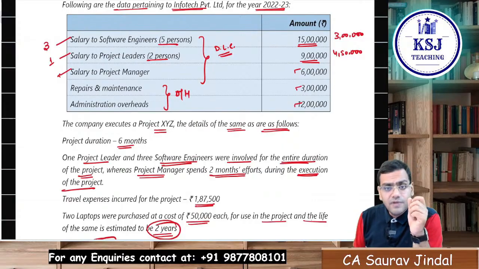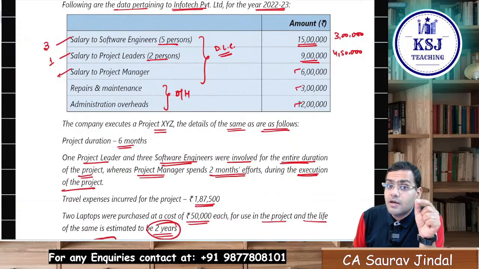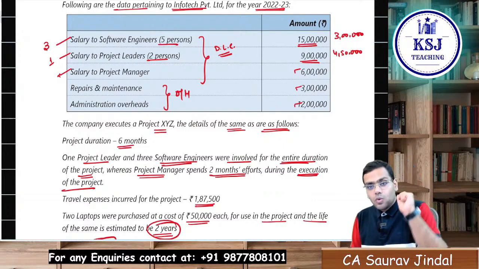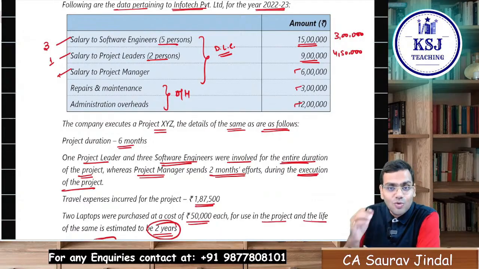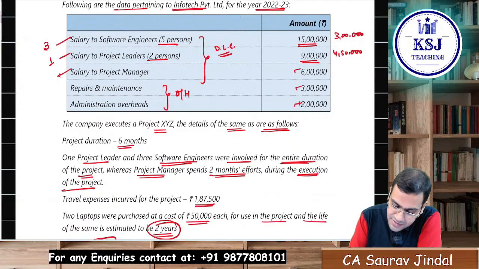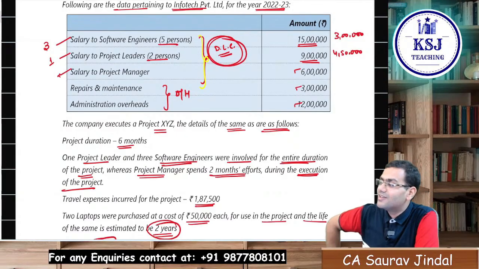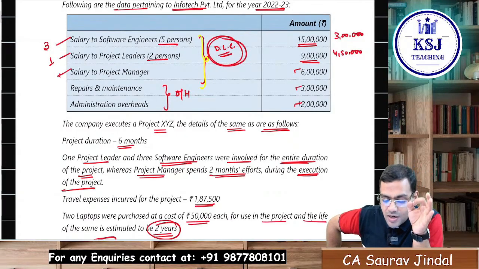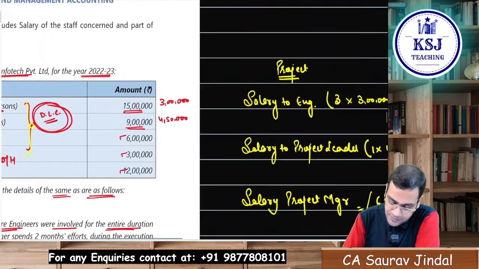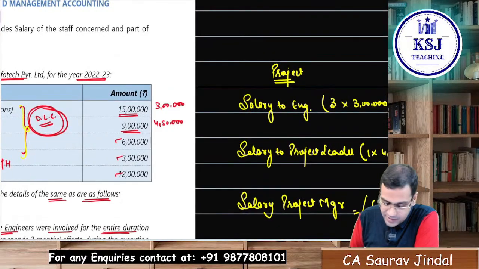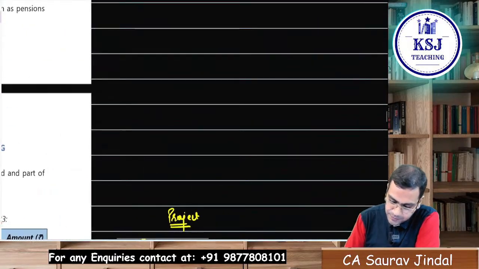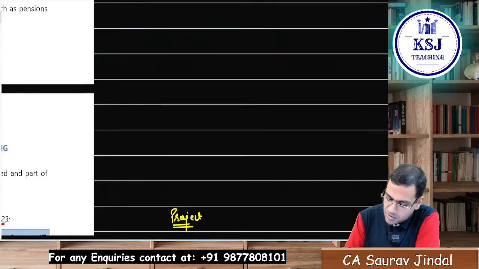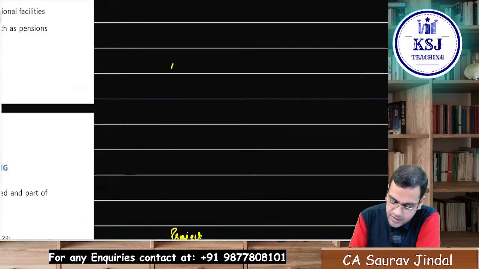That means we will have to calculate the absorption rate of these overheads. What will be the basis for absorption rate? The only and only thing that can be the base is this direct labor cost. That is why I have given this terminology, direct labor cost. The only absorption rate is what? Salaries. So what will be the absorption rate here? Total overheads, total salaries is 30 lakhs. What is the overhead absorption rate?